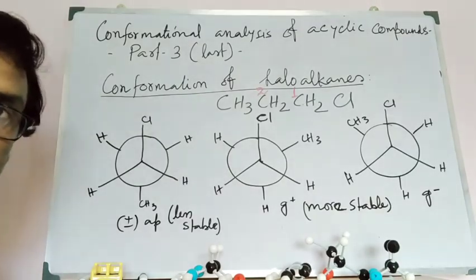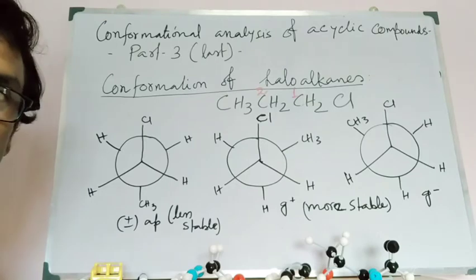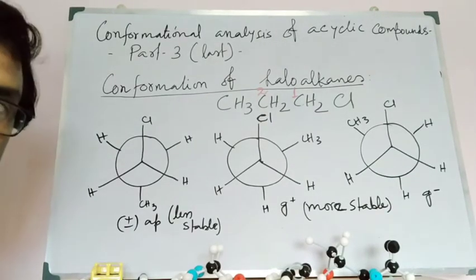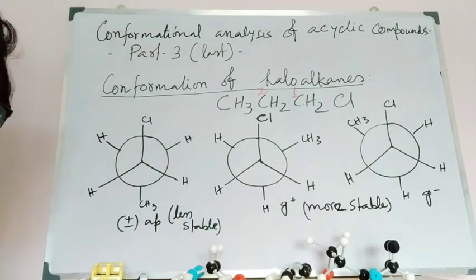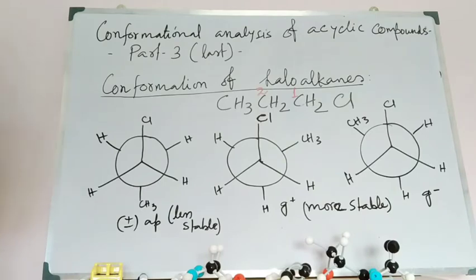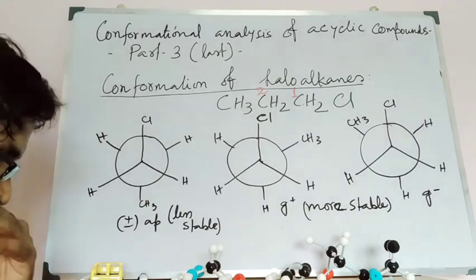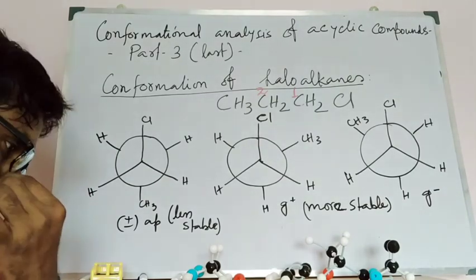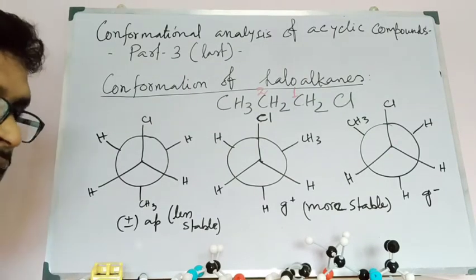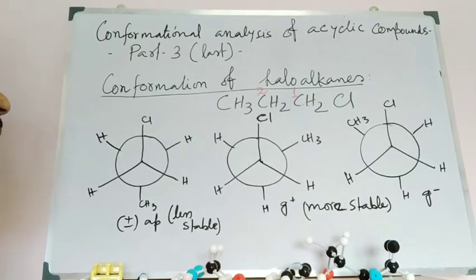In the last lecture we discussed the conformational analysis of ethane, n-propane, n-butane, 2-methylbutane and 2,3-dimethylbutane. In today's lecture we start with the conformation of haloalkanes. From here we will restrict our discussion to which one is more stable and why, and which one is less stable and why.